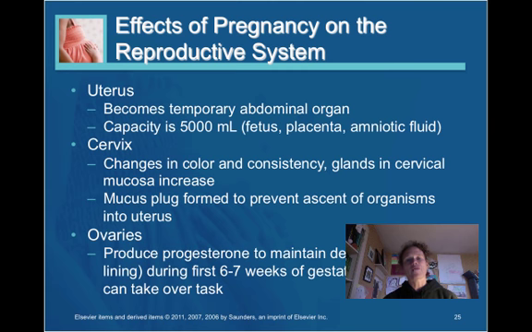What are the effects of the pregnancy on the reproductive system? Well, some of this is probably very obvious. The uterus becomes an abdominal organ, and it grows as the fetus grows. The capacity of the uterus is 5 liters, and that contains the fetus, the placenta, and the amniotic fluid.